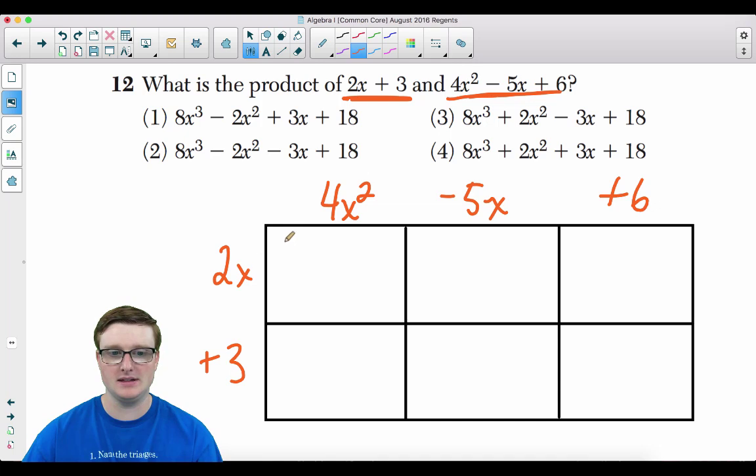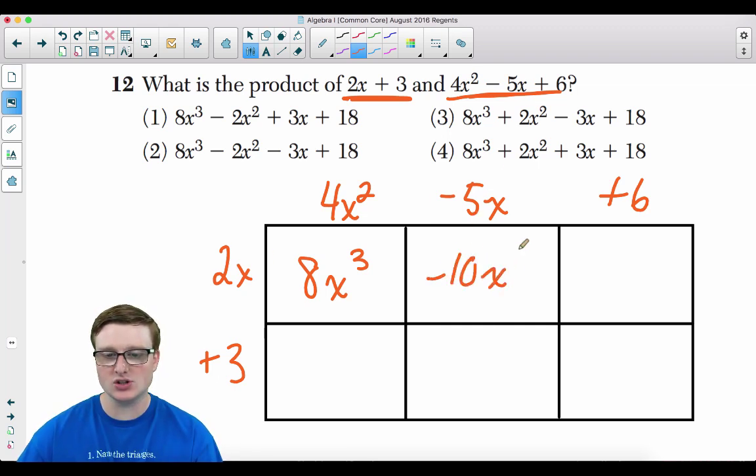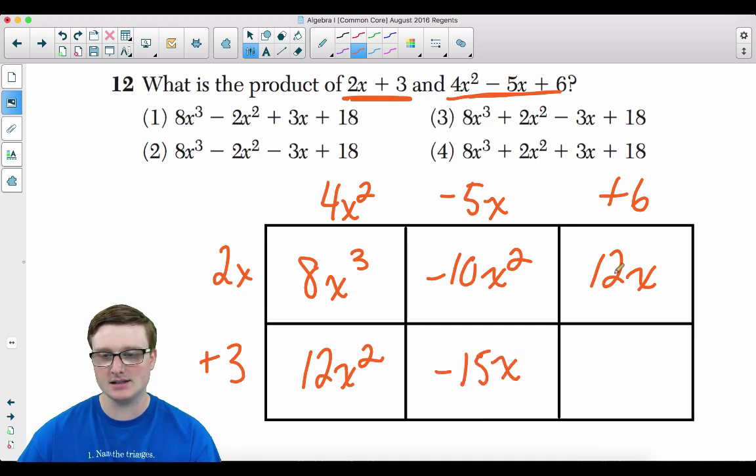All right, let's go ahead and multiply these out. 2x times 4x squared is 8x to the third. 2x times negative 5x is negative 10x squared. 6 times 2x is 12x. 3 times 4x squared is 12x squared. Negative 5x times 3 is negative 15x, and 6 times 3 is 18.